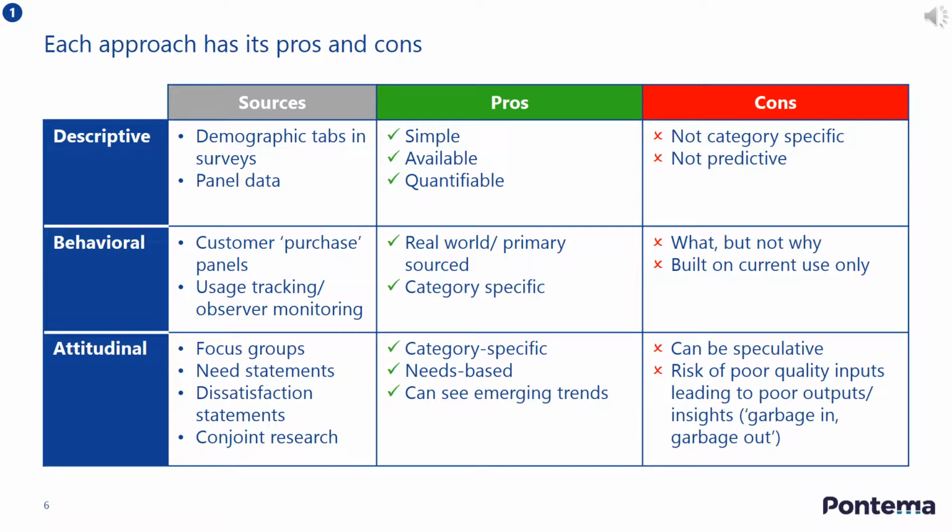Data for the third, attitudinal approach can be sourced from focus groups, customer surveys, or via conjoint research. It has the benefit of identifying core needs, and it can allow organizations to see emerging consumer trends. However, the data can sometimes be speculative or hypothetical, rather than identifying true needs and wants.